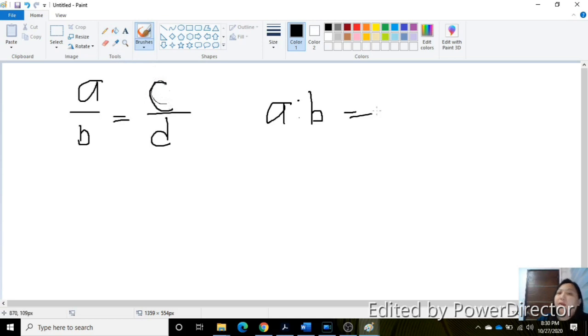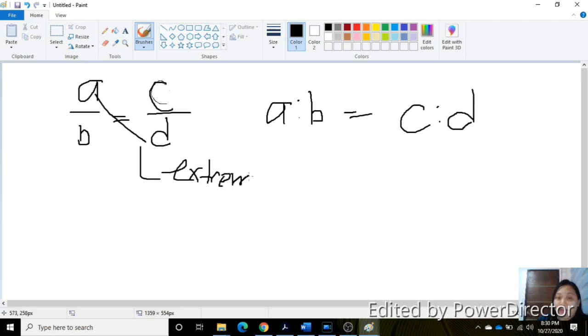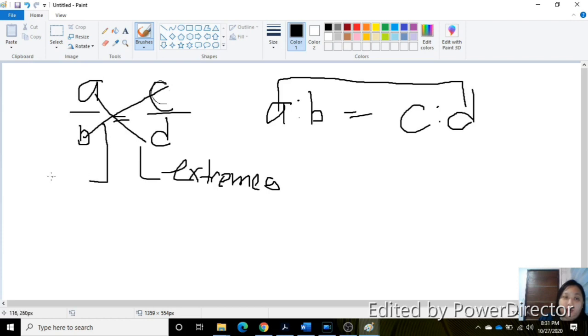Okay. So, pareho lang po yan. And this one. Okay. So, kapag kinross multiply mo yan, ang tawag natin dyan ay extremes. So, that is the first and the fourth. So, extremes po yan. Pag kinross multiplication yan, ang tawag dyan ay the means.